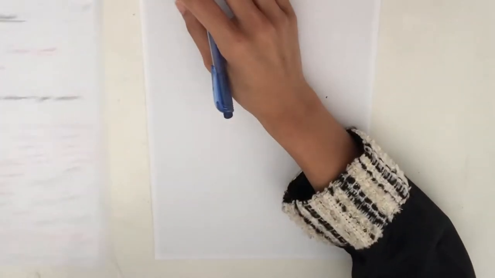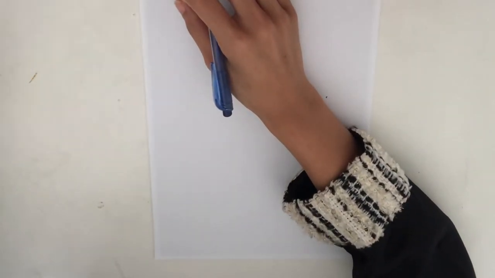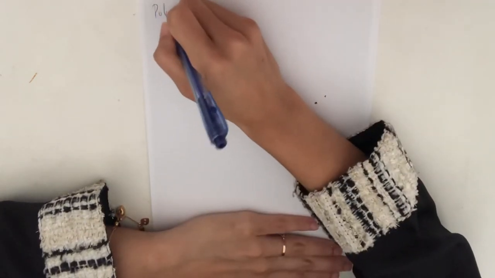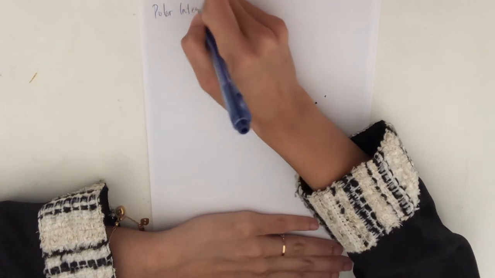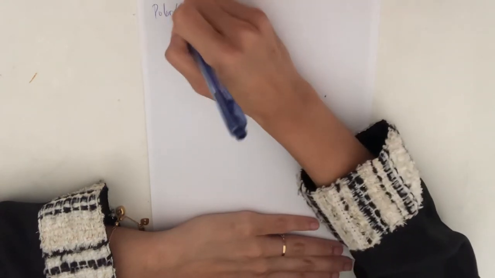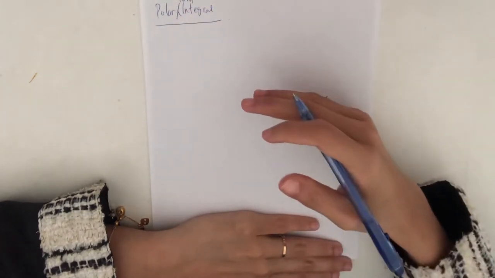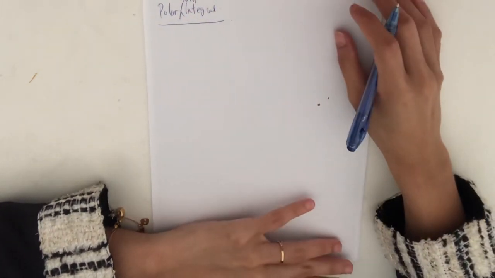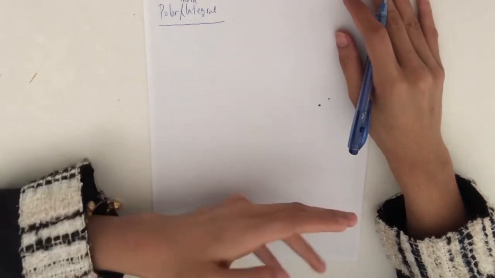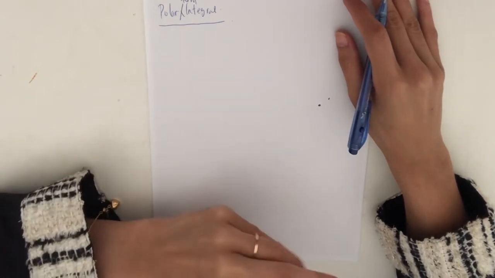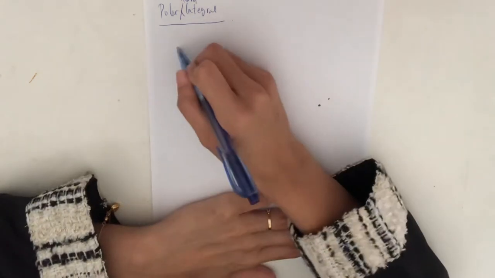Class, so we continue with another topic related to double integrals, which is polar integral, or polar form integral. So what do we mean by polar integral? Before this, you have dealt with integration that involves variables x, y, z. Like this, right?